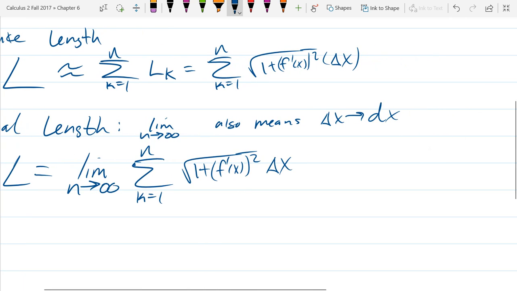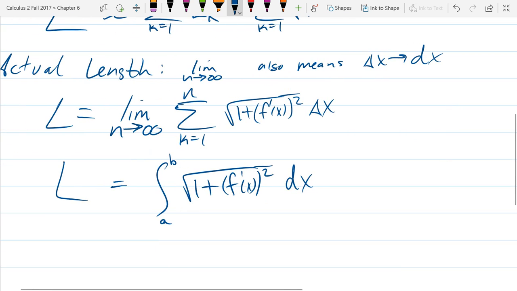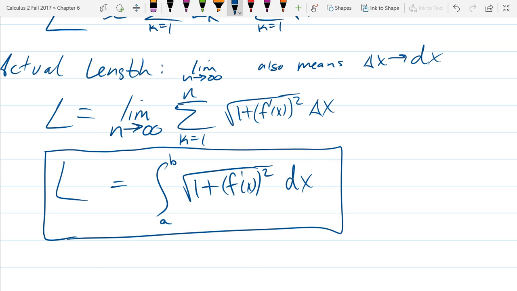And this turns into the integral from a to b, square root of 1 plus f prime of x squared dx. And this is what we're going to use for arc length. It turns out arc length is generally easier to compute than volumes, so you're going to find the computations here to not be very bad at all. You could still end up with an ugly integral, but getting the integral should feel a lot easier than doing cross sections, a dx, dy integral, and all that fun stuff.